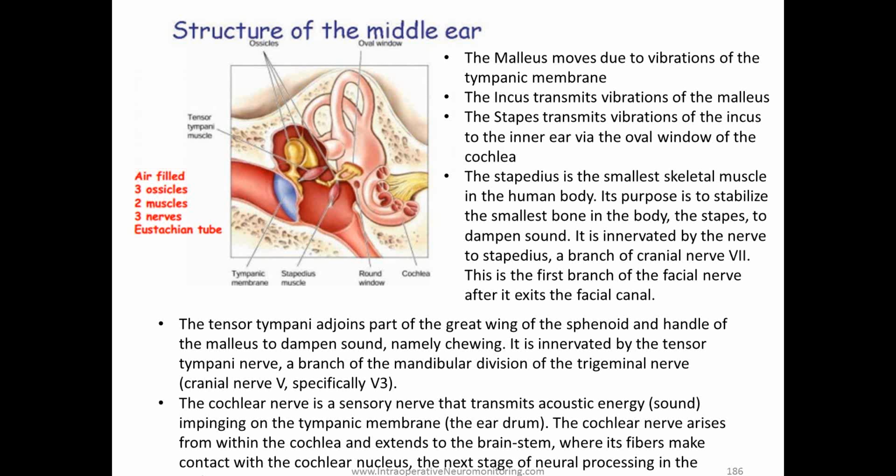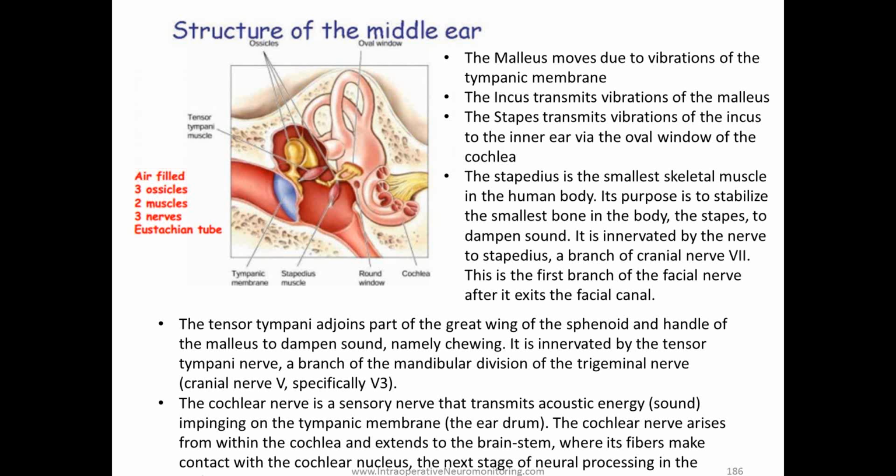So the stapedius is the smallest. Its purpose is to stabilize the smallest bone in the body, the stapes, to dampen its sound. It is innervated by the nerve to stapedius, a branch of cranial nerve 7. This is the first branch off the facial nerve after it exits the facial canal.